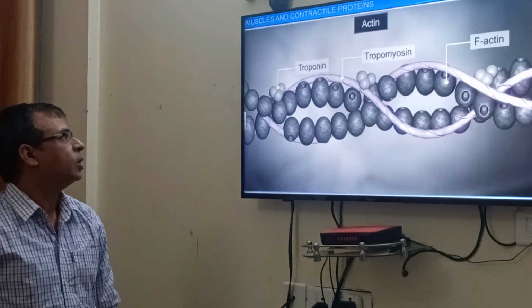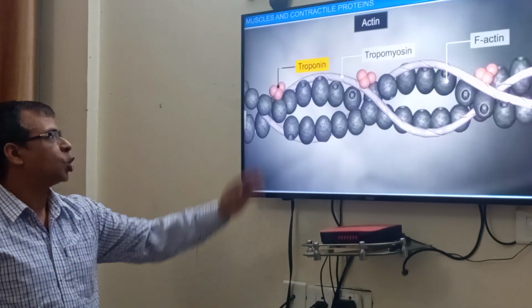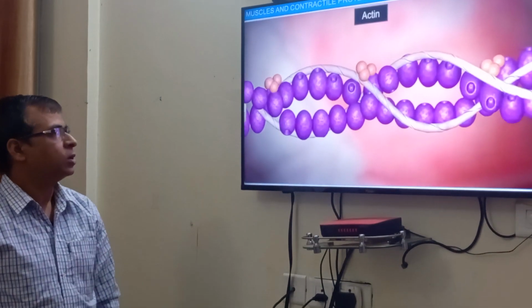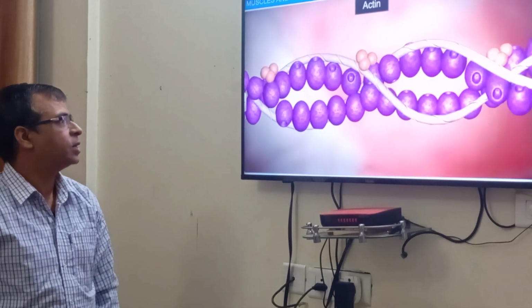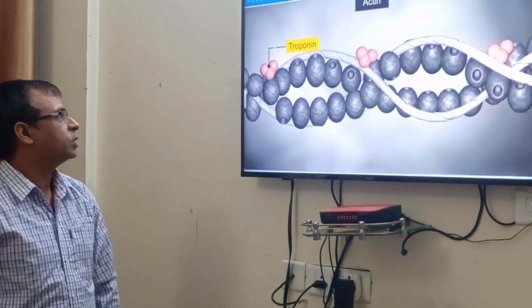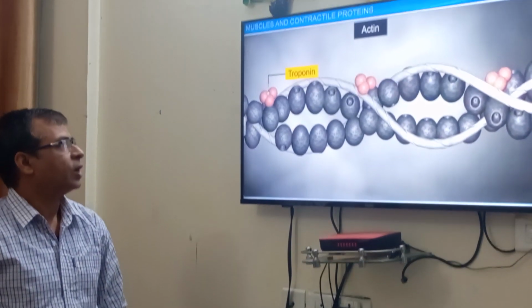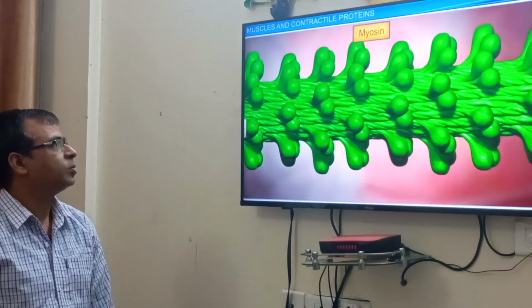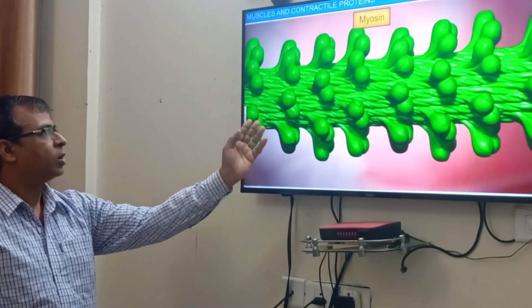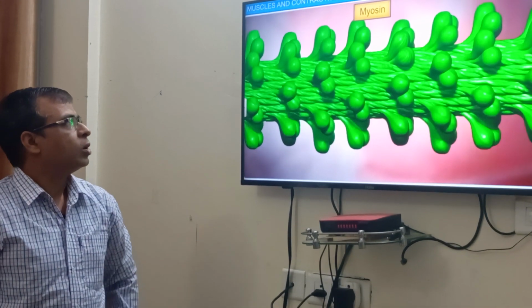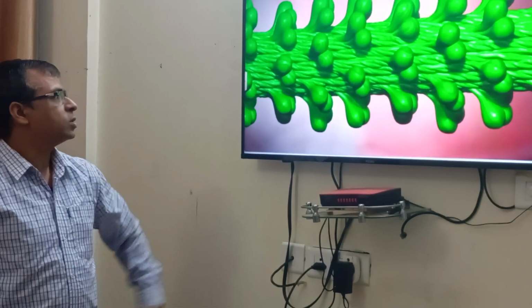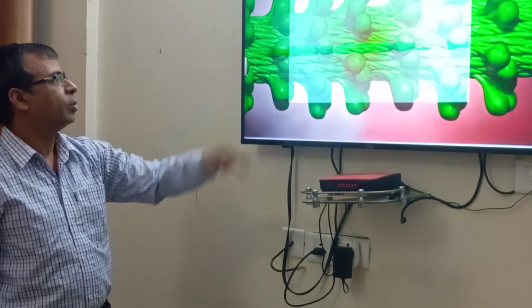And a special complex protein is troponin. So three types. This is the diagram of the actins. Troponin is the site for attachment of the myosin. Myosin is a polymer of monomers. This is the different monomer of the myosins.